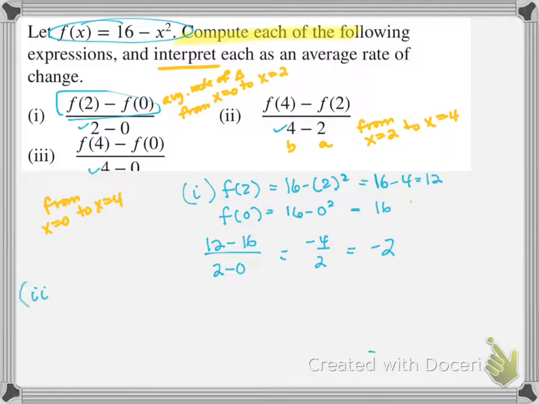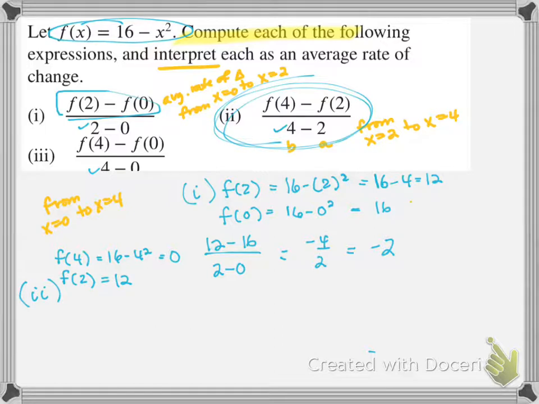For part 2, you do the same thing. Evaluate f at 4. Evaluate f at 2, which we just did and got 12. f at 4 will do 16 minus 4 squared. 16 minus 16 is 0. So when we calculate the average rate of change from 2 to 4, we get 0 minus 12 over 4 minus 2. So negative 12 over 2, which is negative 6 for our average rate of change for part 2.